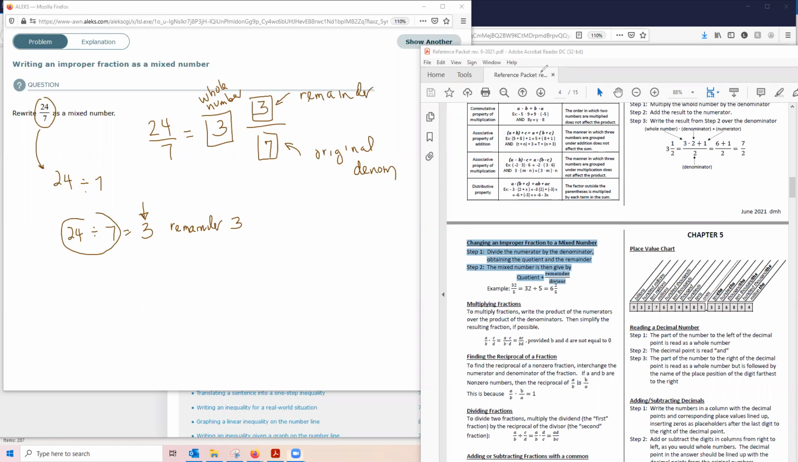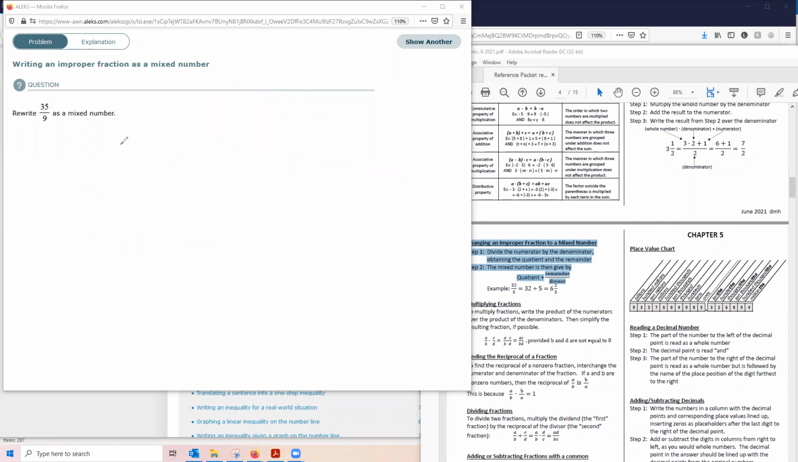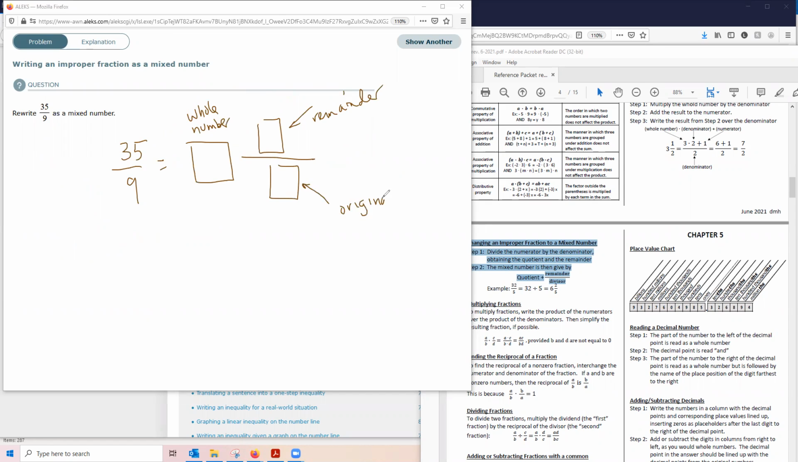All right, let's do another one of those. This one says 35 divided by 9. The way I'm going to set this up as a mixed number is put the whole number part here, then set up a fraction. The top of the fraction is going to be the remainder, and the bottom of the fraction is going to be the original denominator. Well, I know the original denominator is 9, so I can put that in right away.